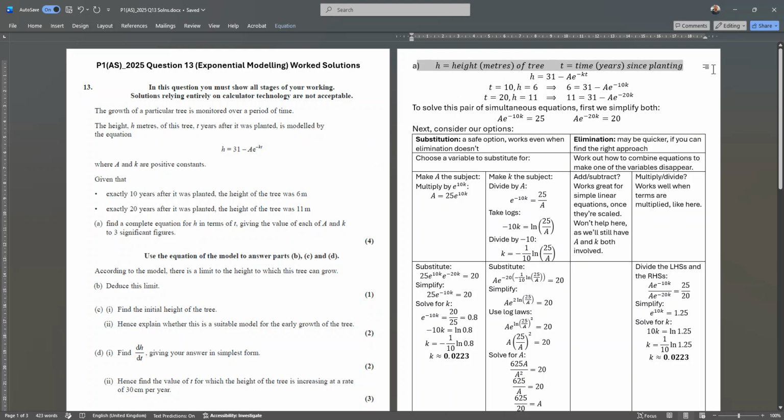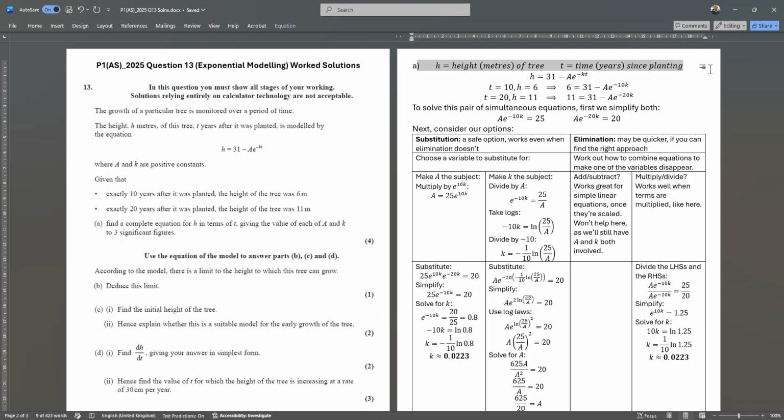There will be variables, so we look for the variables. The first thing I do as I skim through and realize it's a modeling question is pay attention to which letters represent the variables of the question. There are lots of letters in here. There's an H, an A, a K, a T, an E. E is just a number. It's 2.7 something. That's the natural exponential base. So that's not a variable.